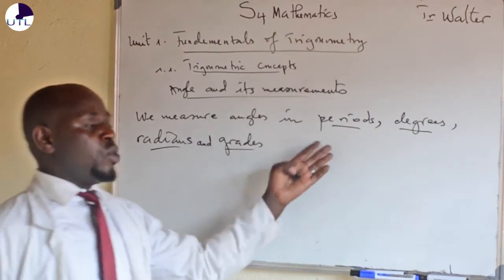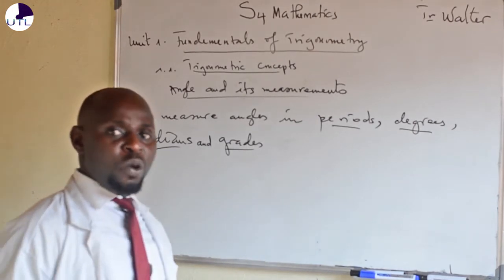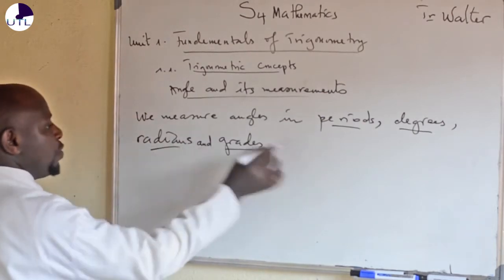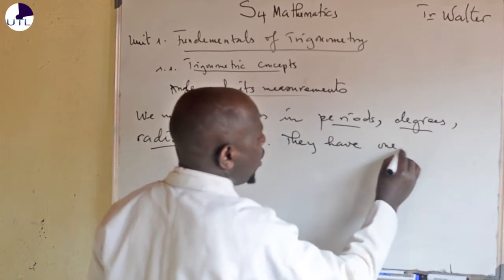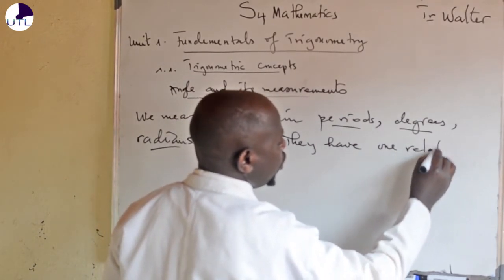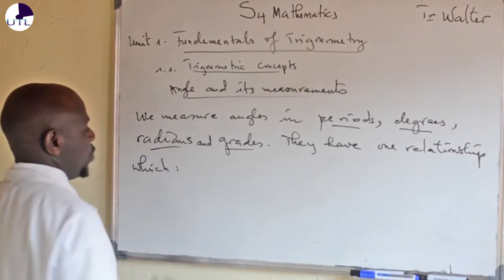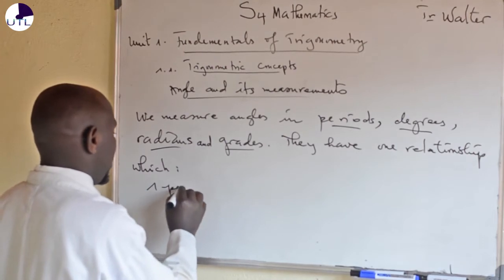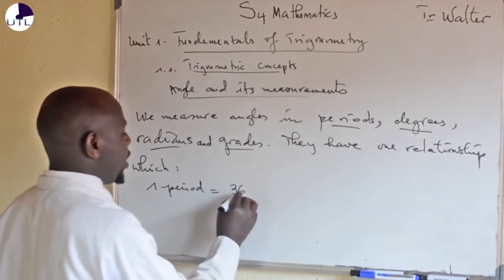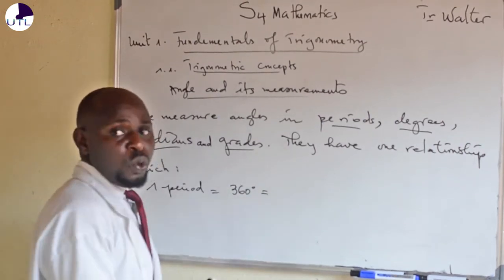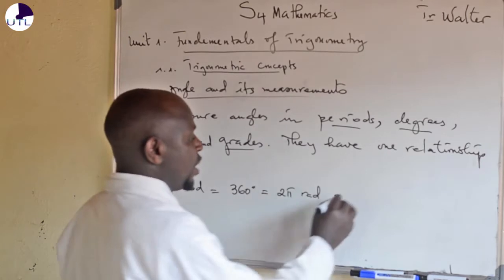And all of these measurements have one relationship that relates and connects all of them. We shall see that one period, ladies and gentlemen, equals what? One period will be equal to 360 degrees, and it will also be equal to 2 pi radian, and this will be equal to 400 grades.